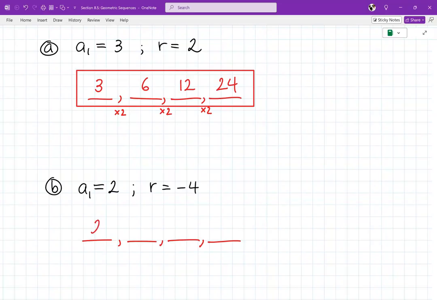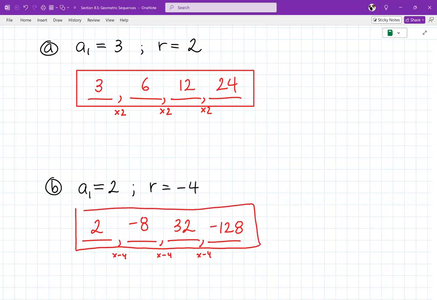A sub 1 is 2, and they want me to multiply every single term by -4. So I'm going to put times -4 down here just to remind me what I'm doing. So 2 times -4, that's -8. -8 times -4 is 32. 32 times -4 is -128. And that's my set of 4 terms. So that's pretty easy too, right? Just multiplication. That's all we're doing.